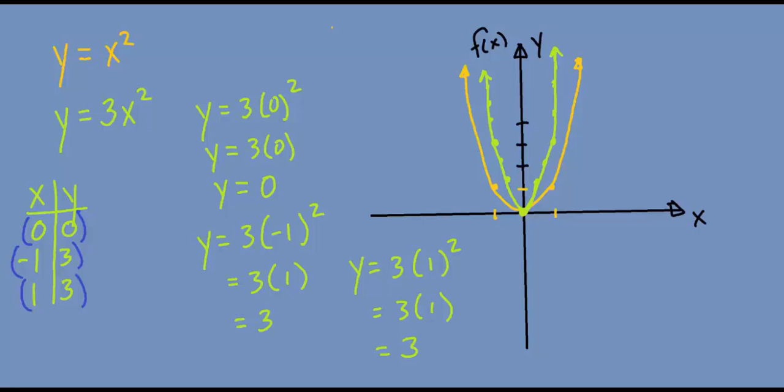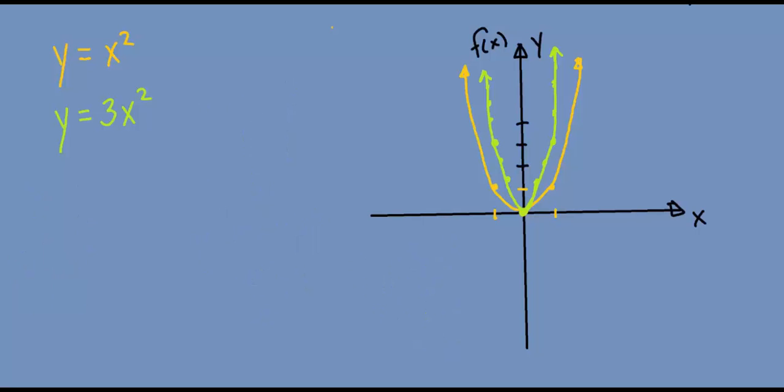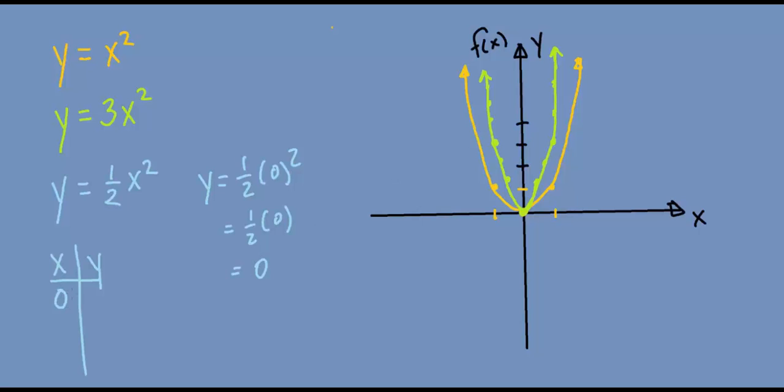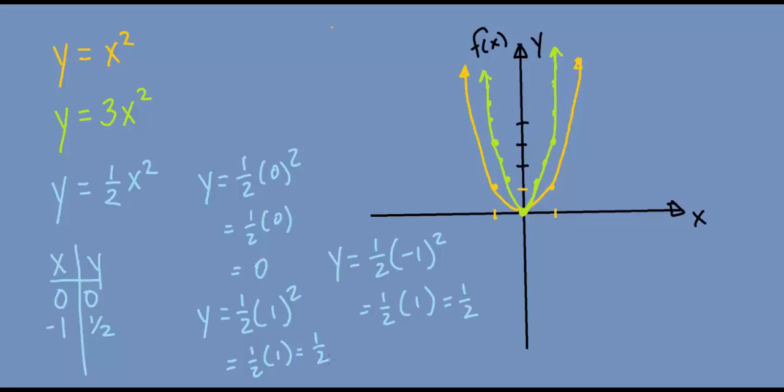Let's do one more example. Let's say we multiplied out front by a fraction this time. Say we multiplied by a half. So now we have y equals 1/2 times x squared. Real quick table of values. Plug in a 0 for x. We get a 0 for y. So plug in a 0, output a 0. Plug in a -1 for x. We get a 1/2. So plug in a -1, output a positive 1/2. Last one, input a 1 for x. And we get a 1/2 for y. So input a 1, output a 1/2.